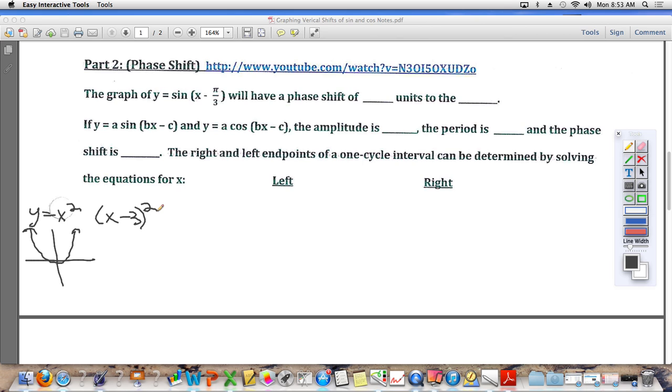It moved it somewhere 3 units. Where did it move it? It actually moved it in the opposite direction of what you thought it was going to move it. So if it said x minus 3, you probably would think it would move it 3 units to the left, but it actually moved it 3 units to the right instead. Exactly the same thing happens with this stuff.